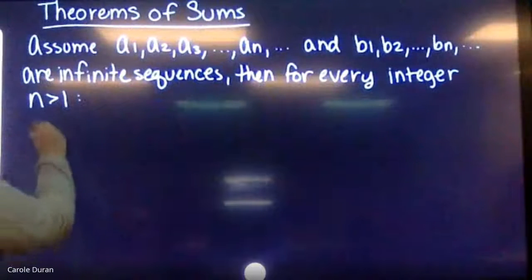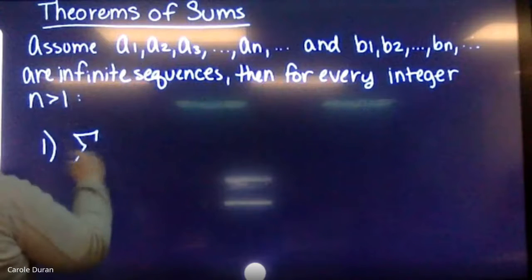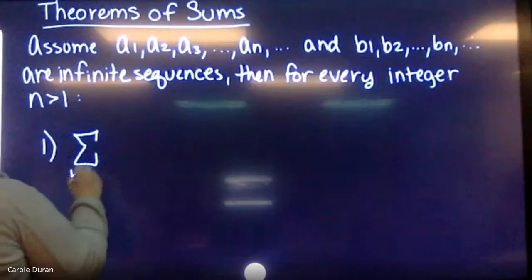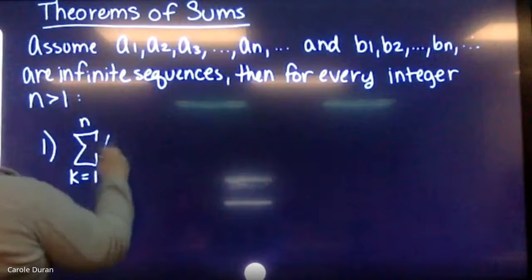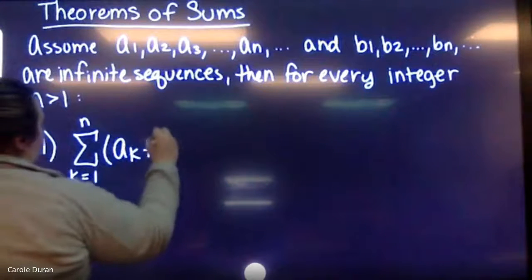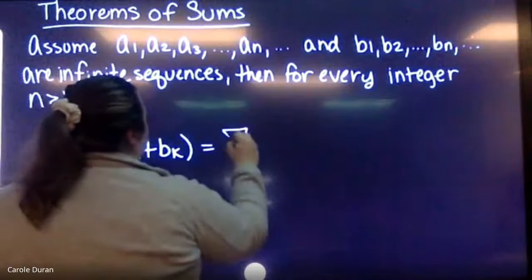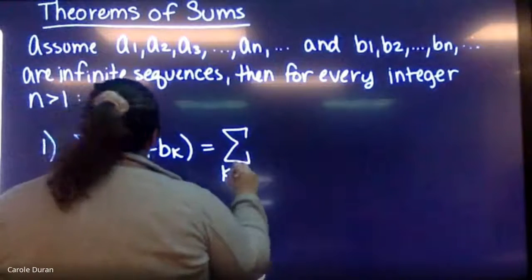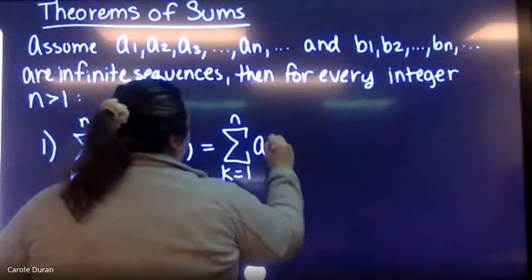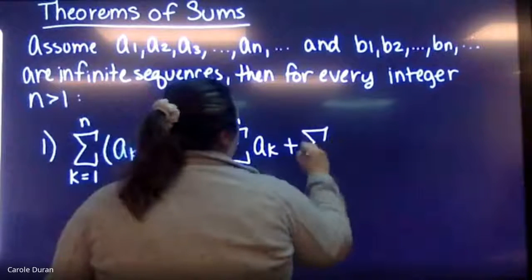The first theorem is if I have the summation from 1 to n of the sum of these two sequences, that is the same as taking the summation of each of the sequences individually and adding them together.